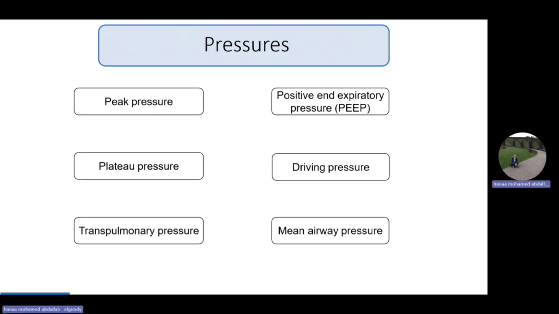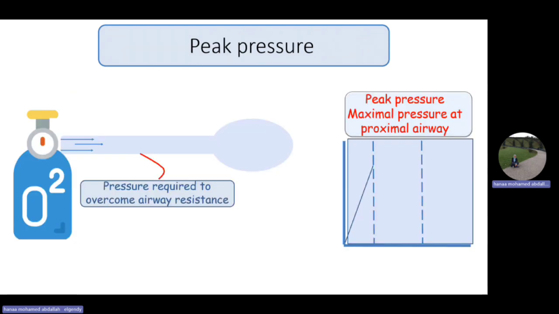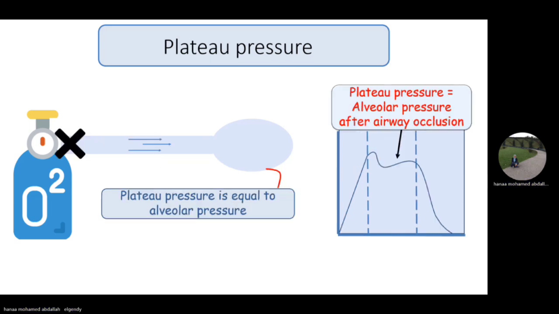Six important pressures we should know by heart are the peak pressure, plateau pressure, transpulmonary pressure, positive end-expiratory pressure, driving pressure, and mean pressure. The peak pressure is the pressure required to overcome the airway resistance, which starts from the inspiratory valve till the end of the respiratory bronchioles. So it's the pressure at the proximal airway, the maximal pressure at the proximal airway.